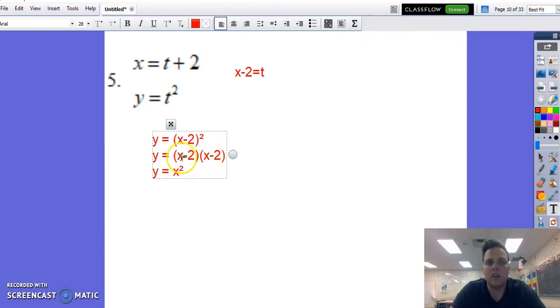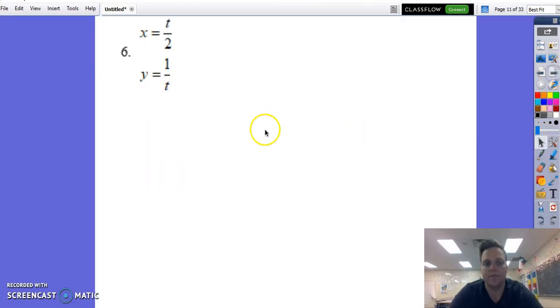Okay. And then you're going to do first times second, x times negative 2, which is negative 2x. Then second times first, which again is another negative 2x, and then a positive 4. And then I put like terms together, so I get y is equal to x squared minus 4x plus 4. There you go. That's what the test is going to look like, that answer right there. See how I have an equation that has no t, only x and y? That means I eliminated the parameter. All right, let's go to the next one.